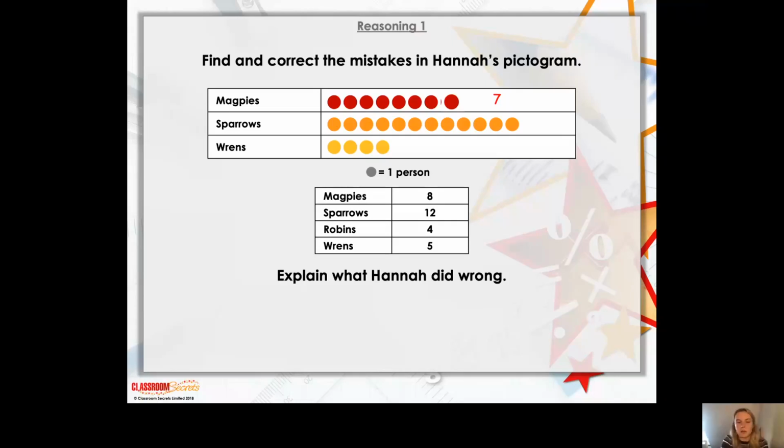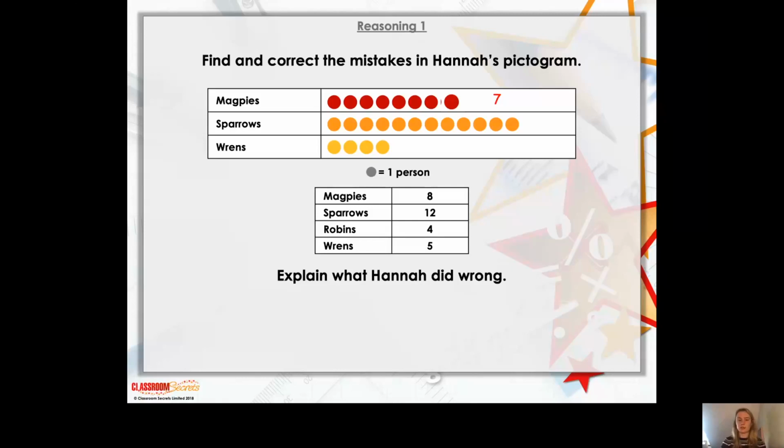Okay, so let's have a look. Well, it says that she saw 5 wrens, okay? Oh, what do you notice? She's missed a bird out completely, hasn't she, on her pictogram? She's missed robins out. Okay, well, after we've looked at wrens, we'll correct her robins for her.